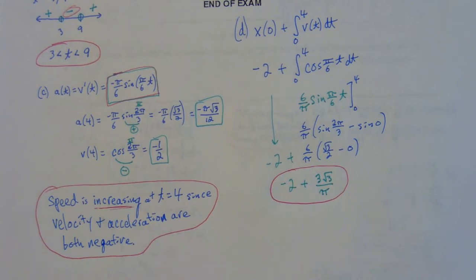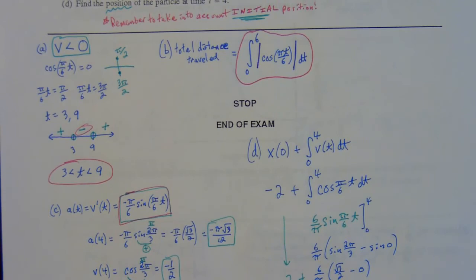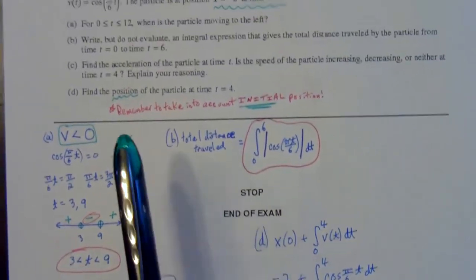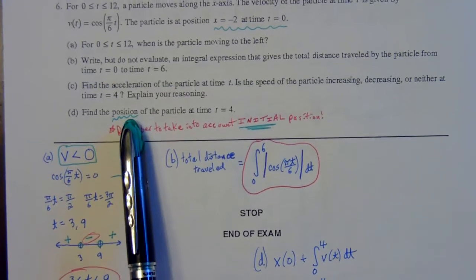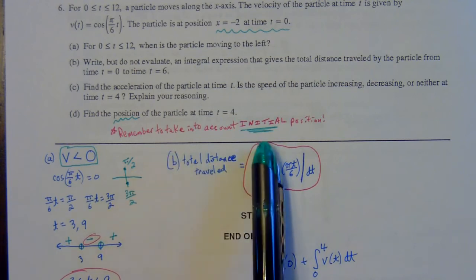All right, now letter D. This is something I would also just like you to study because this could separate us from the rest of the nation here. Whenever they say find the position, you have to always take into account the initial position. If you just tell me I drove 50 miles south, I have no idea what your position is unless you tell me where you started, right? So if I have to find a position, you have to always take into account the initial position.